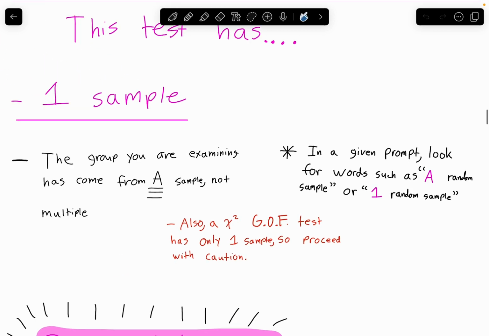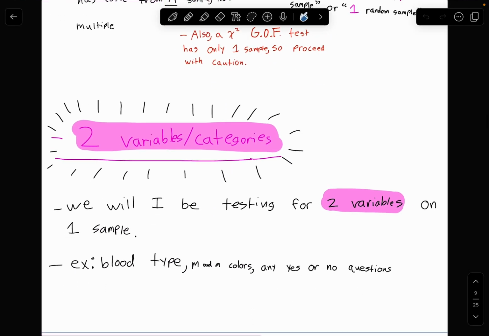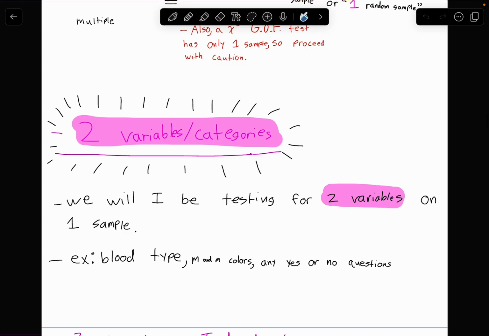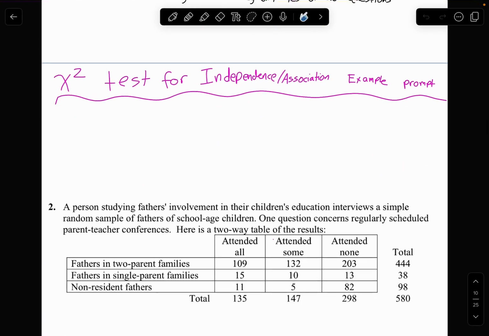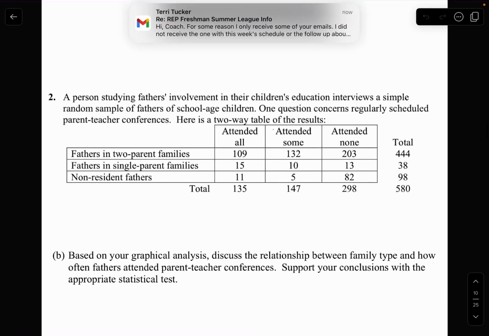But this is what's different about a test for independence/association. There are 2 variables/categories. So from one sample, we will be implementing 2 or more variables. In the same examples, like yes or no questions, blood type, and so on. Here's an example prompt. I'll scroll down.